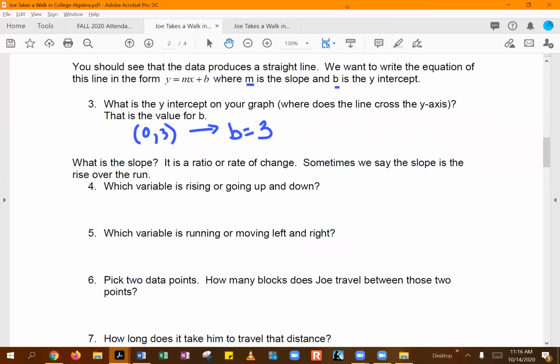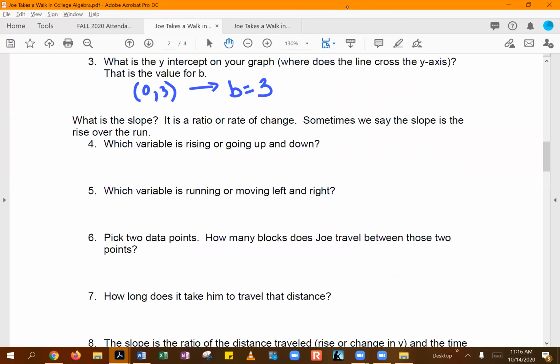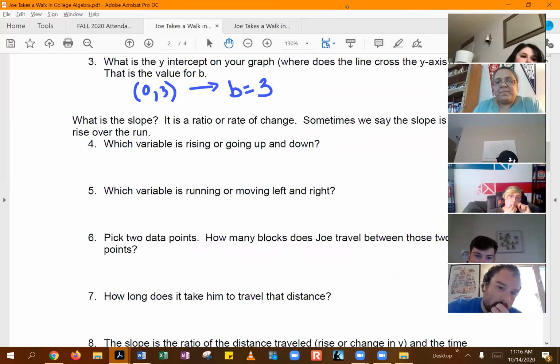Now the next part they're working us through is coming up with the slope for this line. So we know that's the ratio of rise over run. So they're basically asking you what variable is rising or going up and down. And that is, of course, in terms of, is it the street or the time?